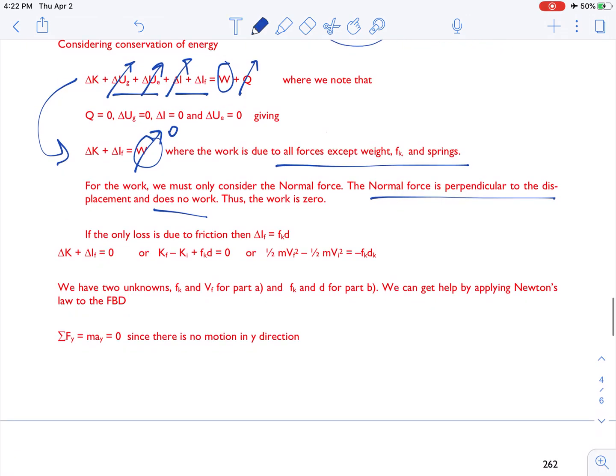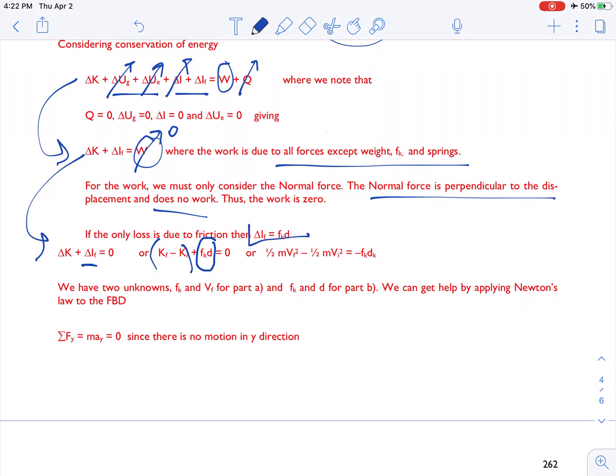Then we simplify it more and then expand the equation. It becomes delta K is final minus initial. And again, this is the definition of the delta IF. It is positive, not negative, positive FKD.